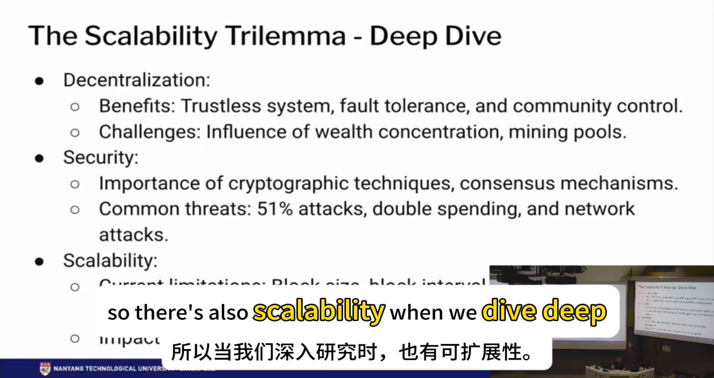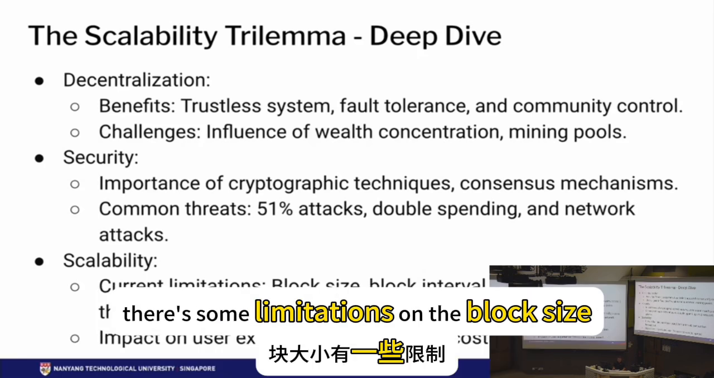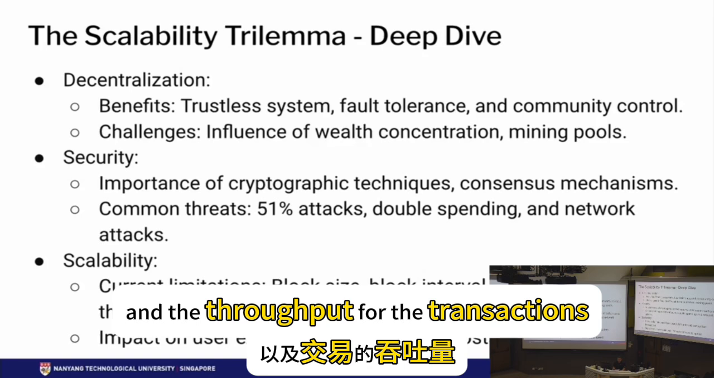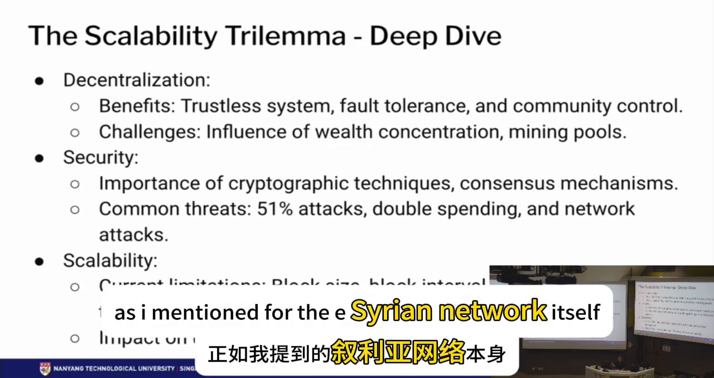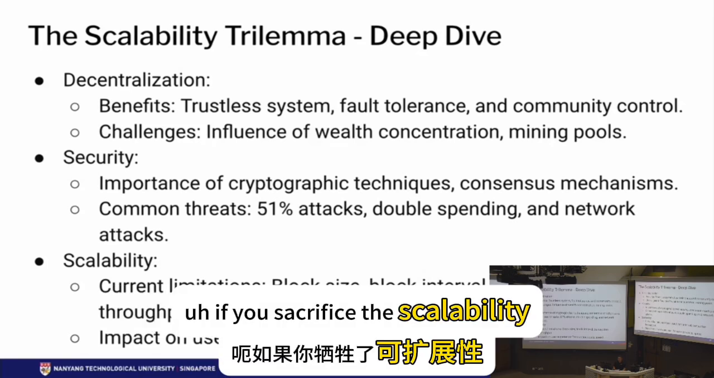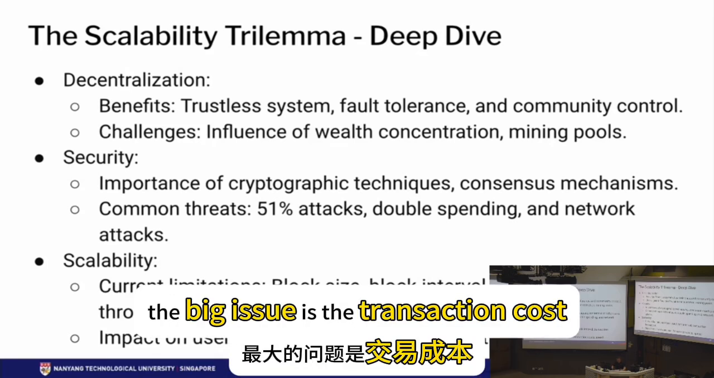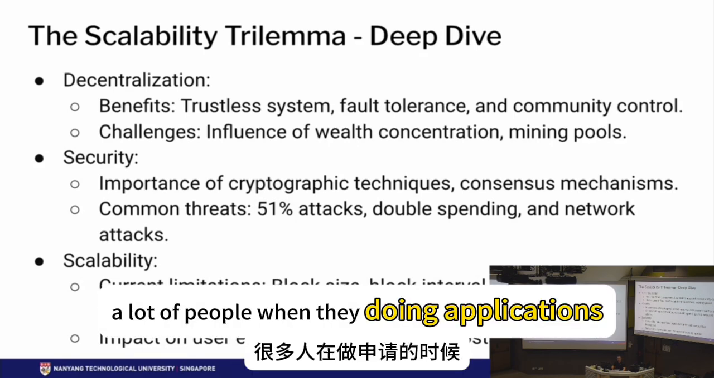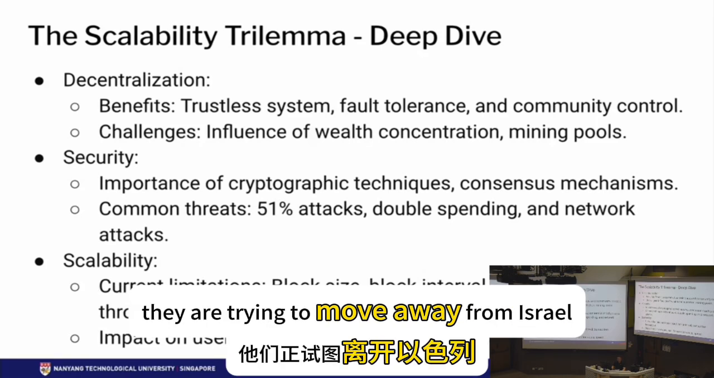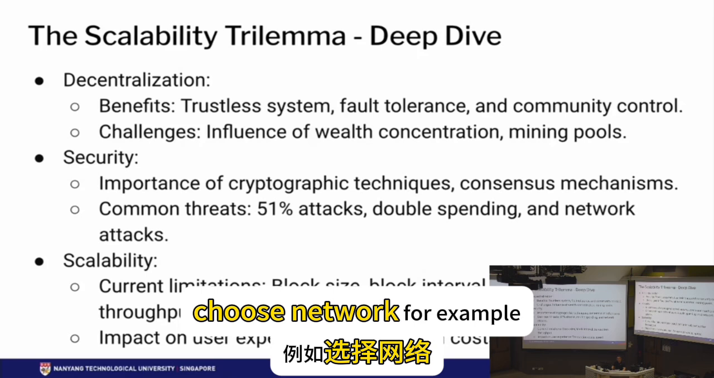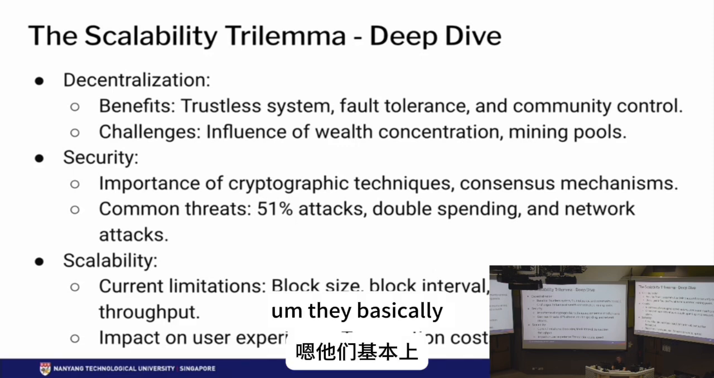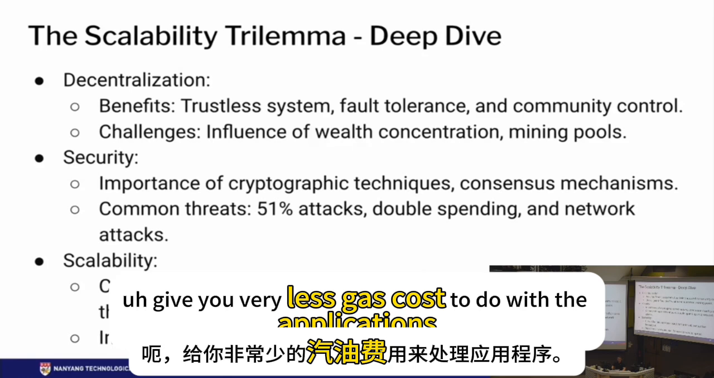So there's also scalability. When we dive deep, there are some limitations on the block size, on the block interval, and the throughput for the transactions. As I mentioned, for the Ethereum network itself, if you sacrifice the scalability, the big issue is the transaction cost. It's so expensive. During a certain period of time, a lot of people building applications were trying to move away from Ethereum and choose networks, for example BNB Chain or Polygon POS. They basically give you very low gas cost to run the applications.